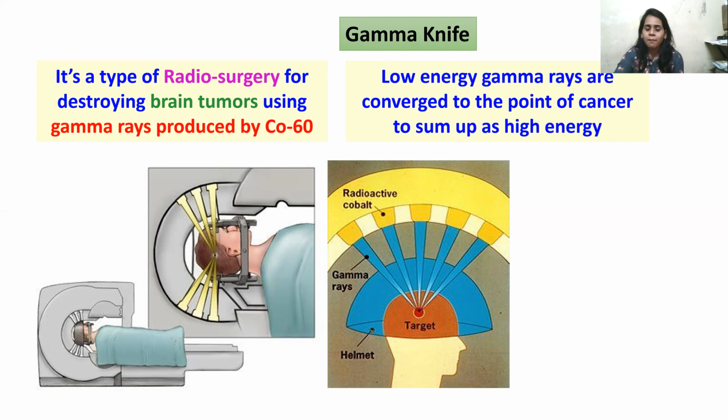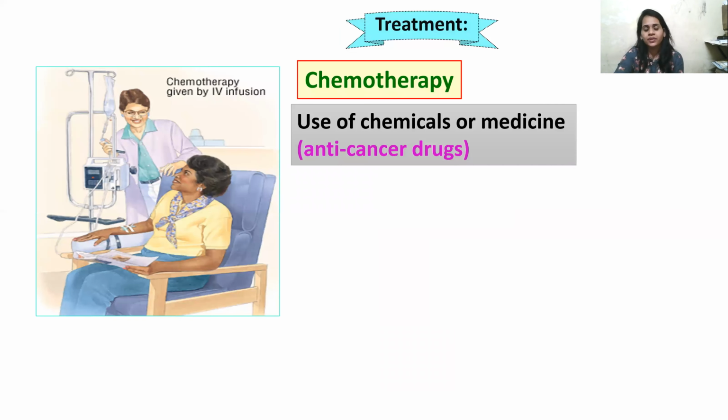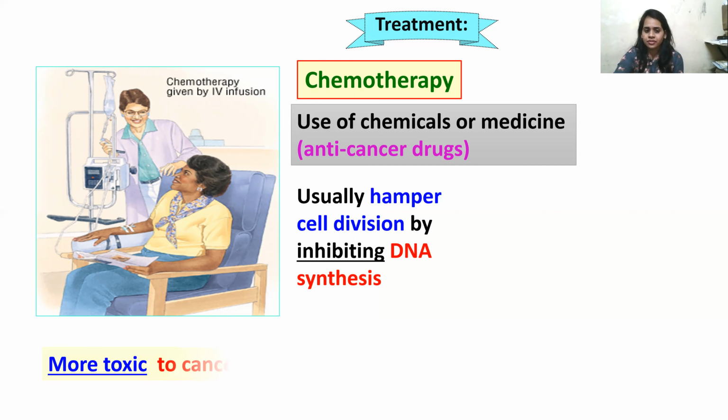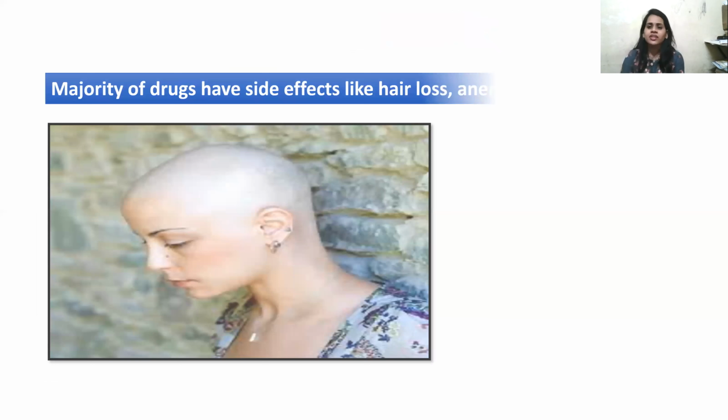Apart from that, chemotherapy, which you may have heard about, is the use of chemicals or medicine. It's an anti-cancer drug which helps in the treatment of cancer. So these are the majority of the treatments which a person undergoes.